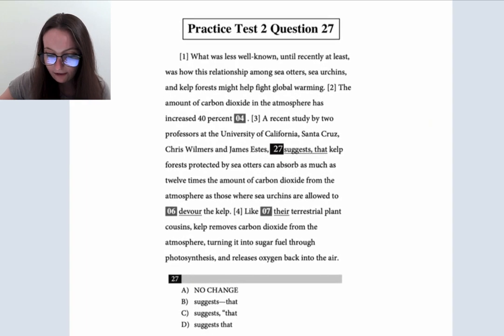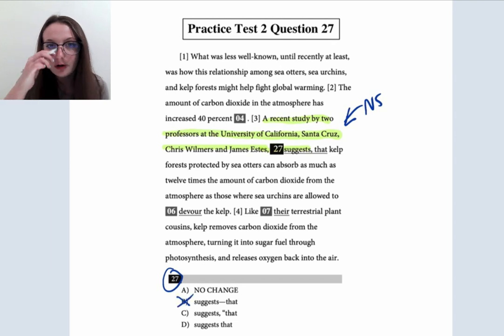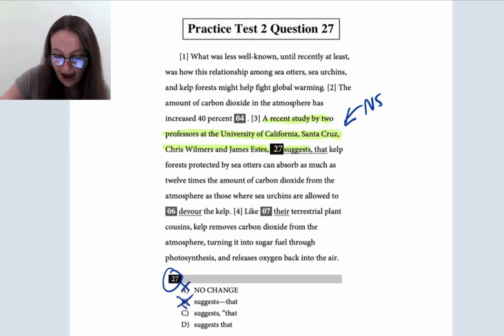All right, and final question, number 27. We can see it says a recent study by two professors at the University of California, Santa Cruz, Chris Wilmers and James Estes, suggests what? That's not a complete sentence, so we cannot go ahead and use a dash in this instance, so it can't be B. And in case anyone was wondering what the answer is, in like 99.9% of circumstances, we don't put any punctuation before the word that, therefore making choice D correct.